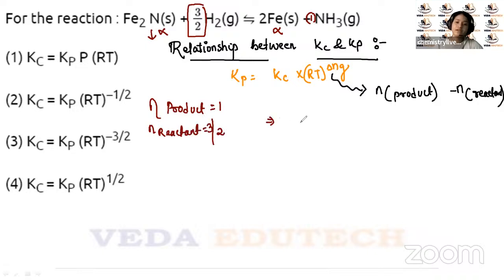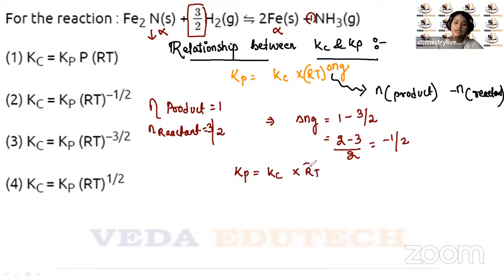So if we want to get delta Ng, that is going to be what, children? 1 minus 3/2. So that is going to be minus 1/2. So if I substitute the values here, Kp will be equal to Kc into RT to the power minus 1/2. This is going to be the answer.